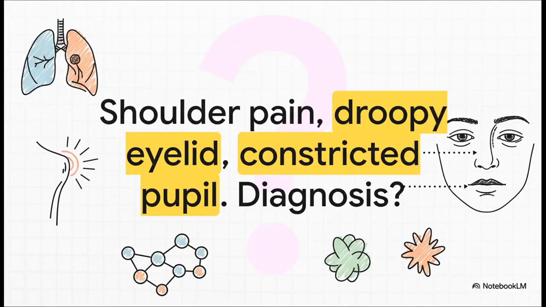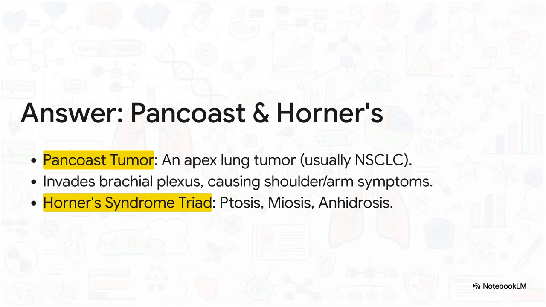Okay, here's a classic case for you. A patient walks in with right shoulder pain, and it's shooting down their arm. You also notice they have a droopy eyelid and a tiny constricted pupil on that same side. What is screaming out at you? And the answer is a Pancoast tumor that's causing Horner's syndrome.